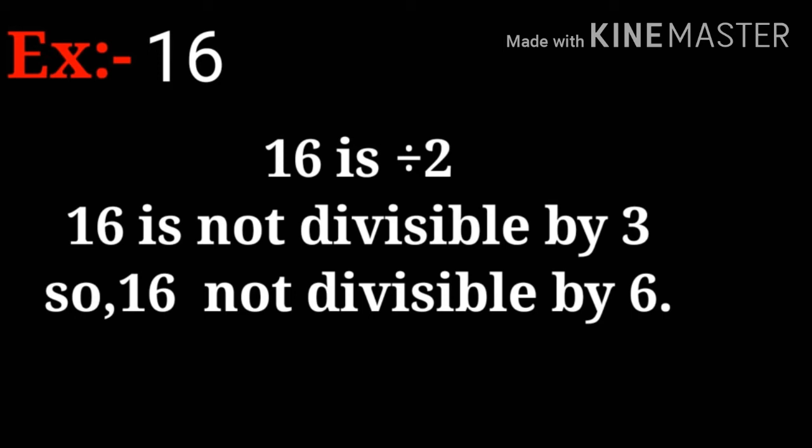16 is divisible by 2, but 16 is not divisible by 3. So, 16 is not divisible by 6. In this example, we have observed that only 2 is divisible, but 3 is not divisible. So, the given number is not divisible by 6.